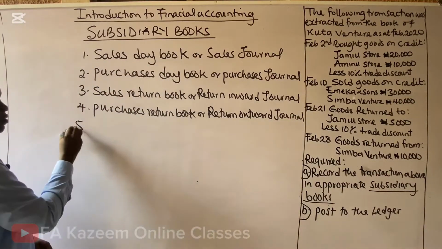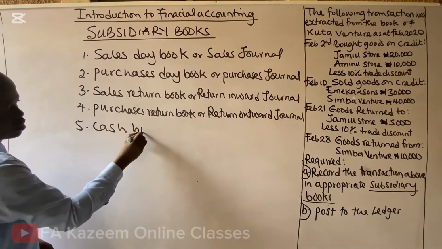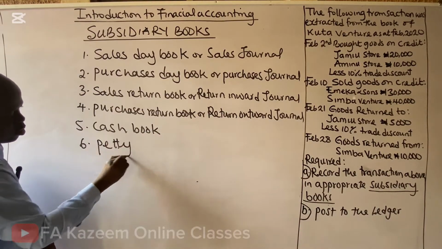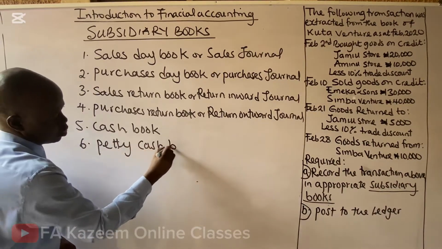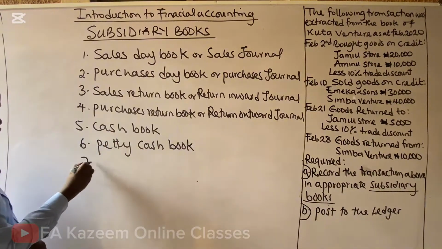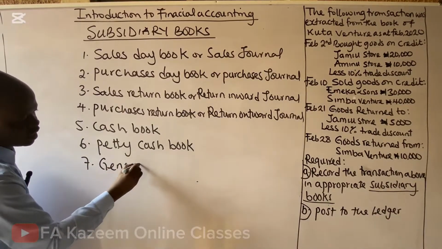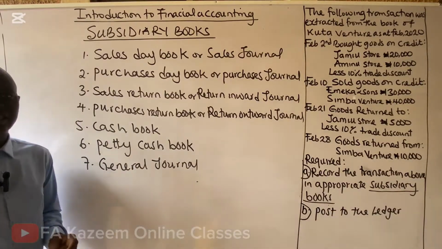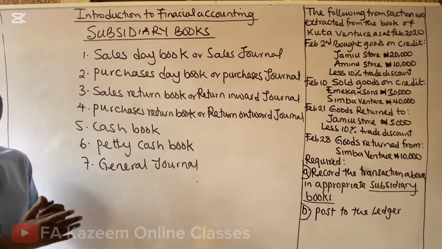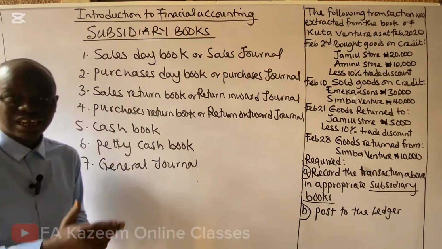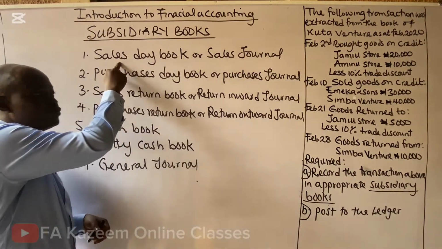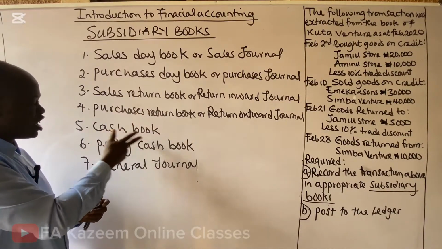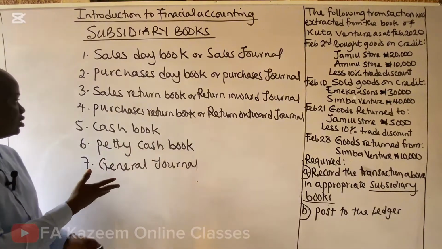Also, we have the cash book. Six, we have what we call the petty cash book, and we have the general journal. These are the 7 subsidiary books, and we are going to look at them in detail, one after the other. We are going to look at what we use the sales day book to do, purchases day book, return inward, return outward, cash book, petty cash book, and general journal.